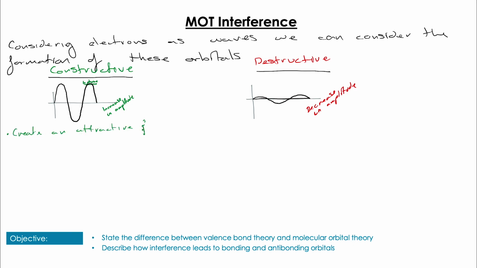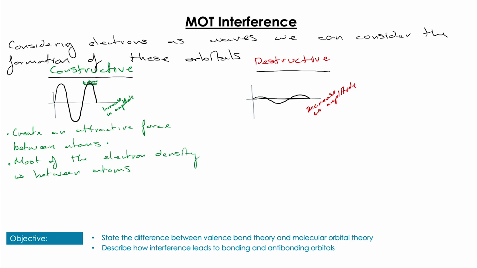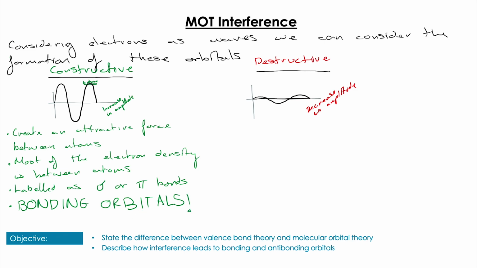If we think of constructive interference as a bonding force, it's going to increase the attractive force between atoms, and it's going to cause most of the electron density to be between atoms. We'd call these bonding orbitals, which make up our sigma and pi bonds as we've already discussed.